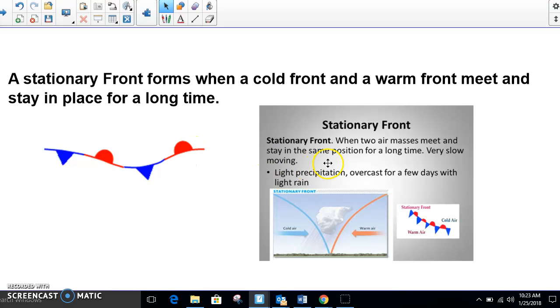So also stationary front, when two air masses meet and stay in the same position for a long time, very slow movement occurs, you're going to have light rain, overcast for a few days, not a lot of sunshine, but you'll get some rain also.